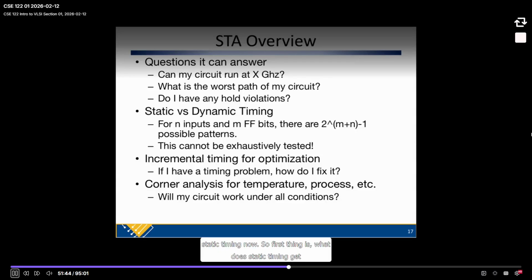So first thing is, what does static timing get used for? It's actually quite a few different things. First of all, the question, can my chip run at some frequency, X gigahertz? That's kind of the standard one. How do I make it as fast as possible? Does it work at that speed?